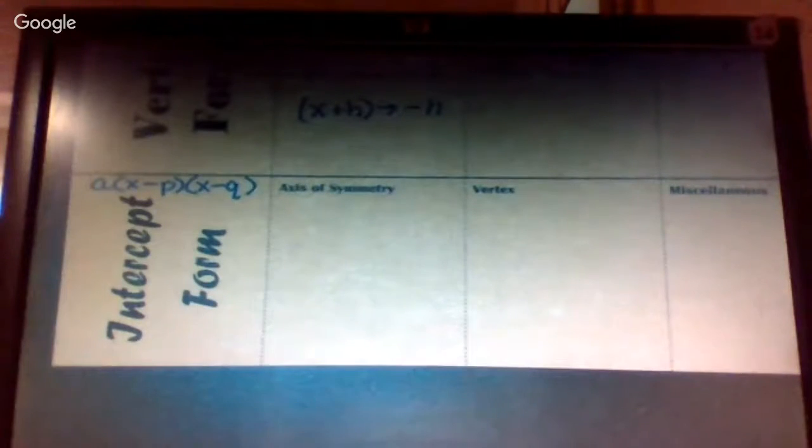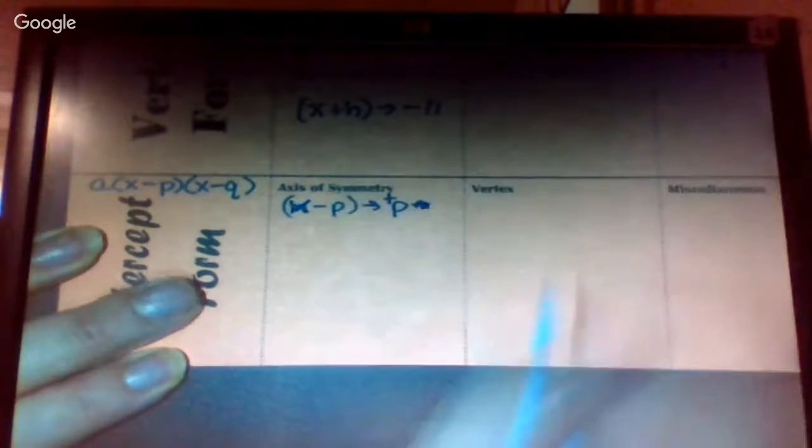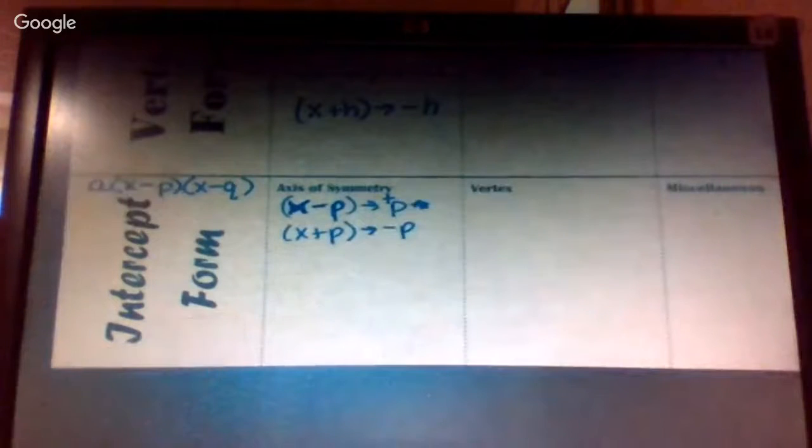Okay. Just like vertex form, whatever's in the parentheses is going to go opposite. So if you have x minus p, your p value should be positive. This should be x minus p, and your p should be positive. If you have x plus p, that means your p value is negative.